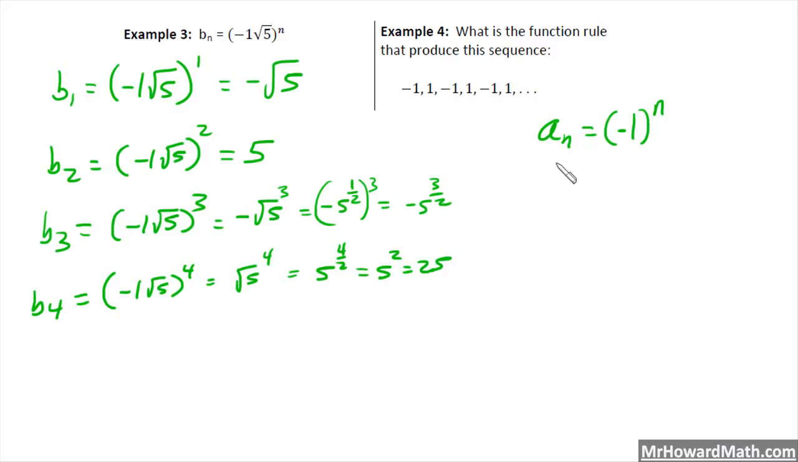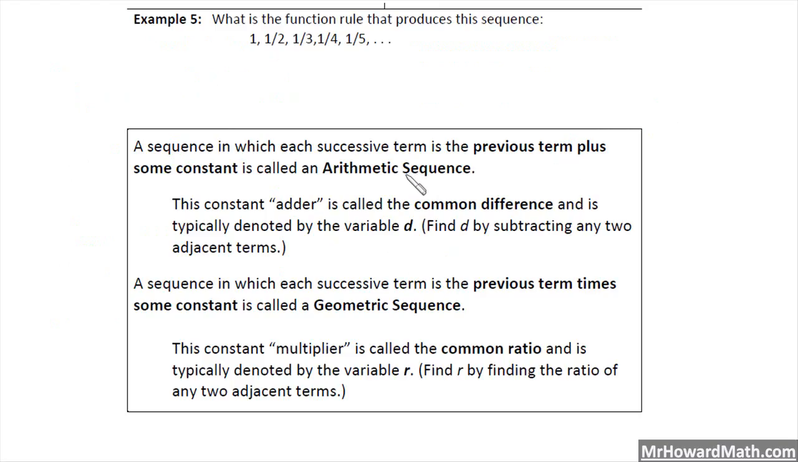All right, let's look at the next example. Example 5 here. What is the function rule that produces this sequence? So we have 1, 1/2, 1/3, 1/4, 1/5. We look for a pattern, and we notice we could rewrite this as 1 over 1. The denominator is increasing by 1 each time: 2, then 3, then 4, then 5. So this is the first term, then the second term, then the third term. Whatever term it is determines the denominator here.